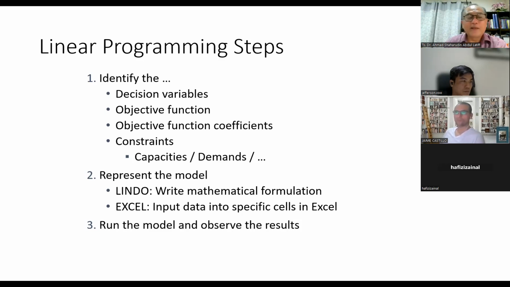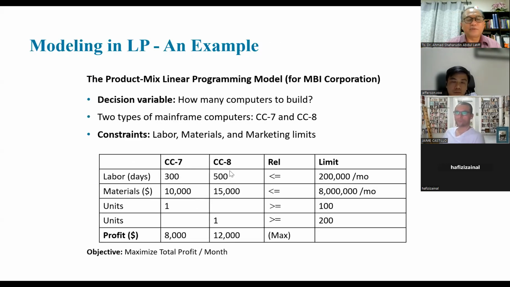And then your objective function is the formula y is equal to mx plus c, or any formula. And then the coefficients, we learned about coefficients last time, and constraints. Lindo is a software, for your information. In Lindo, you can put the mathematical formulation into the software, or you can just use Excel. You can run the model, you can do what-if, or you can do goal seeking forward or backward. So that is linear programming.